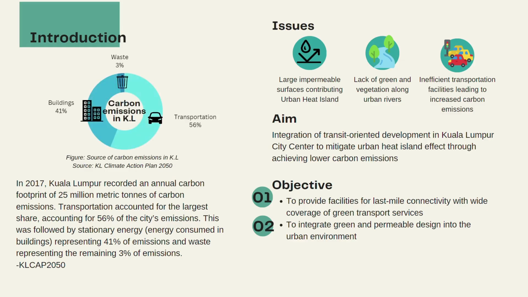In 2017, KL produced 25 million tons of carbon, most of which came from transportation, followed by buildings and waste. So, KL faces the issues of urban heat island compounded by the lack of greening and permeability in the city and also the inefficient transportation facilities.